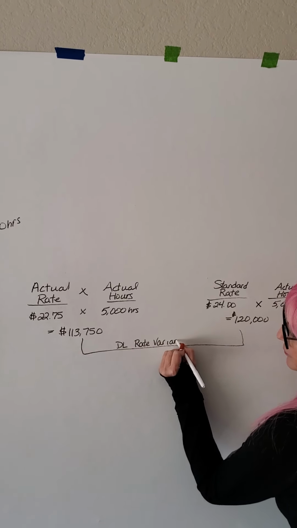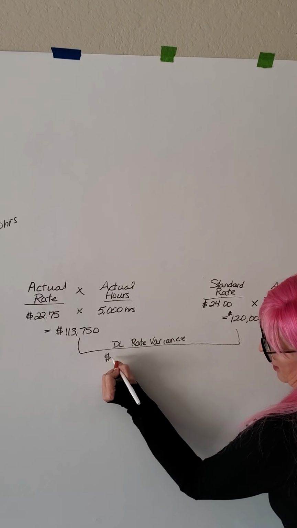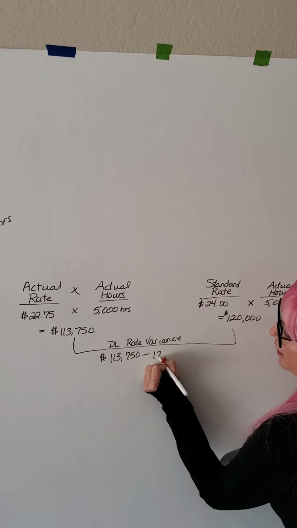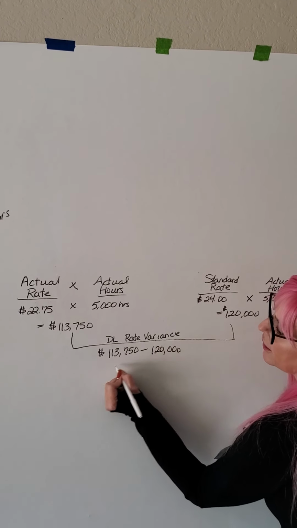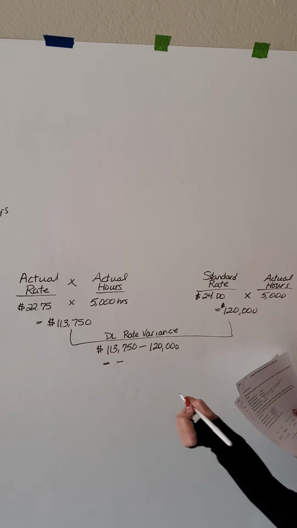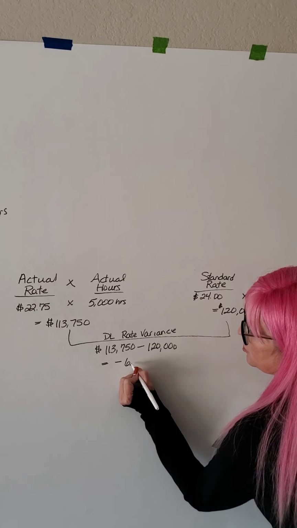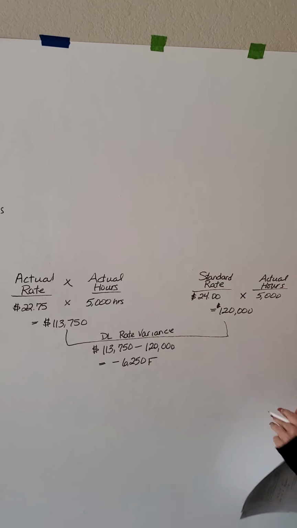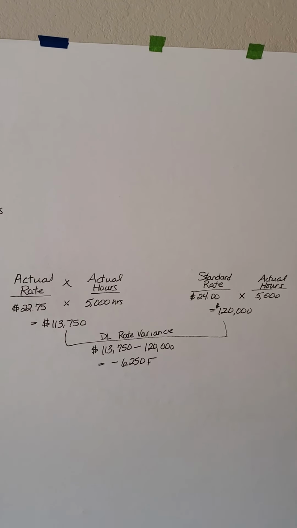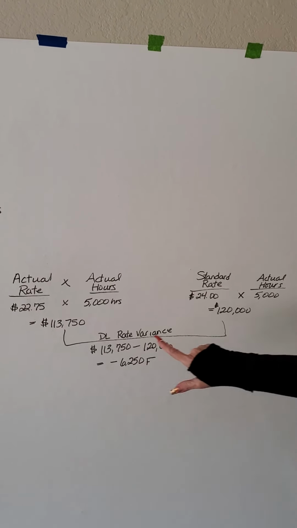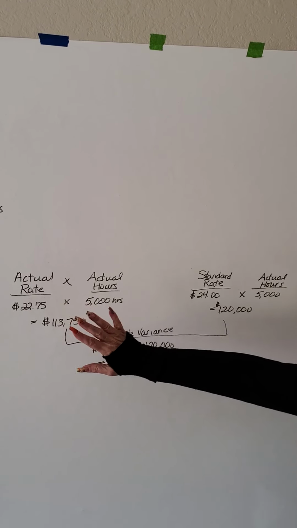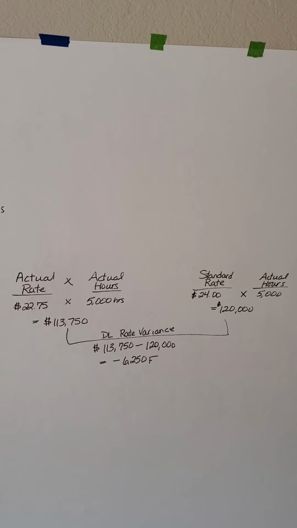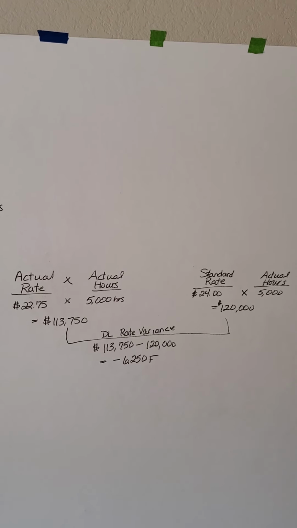So I'm going to compare these two here to get my direct labor rate variance. Right, so I'm going to take the $113,750. I'm going to subtract from that the $120,000. I'm going to get a negative number. It's a negative $6,250, which is a whopping favorable variance for my direct labor rate variance. Okay, again, we're usually paying lesser skilled or newer employees lower rates, so that may have an impact when we're looking at our time variance, right?